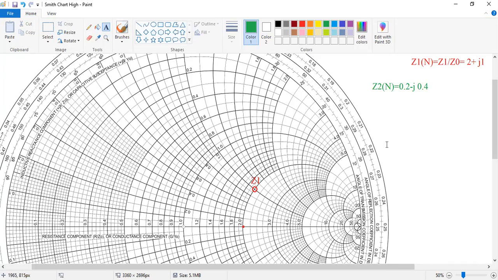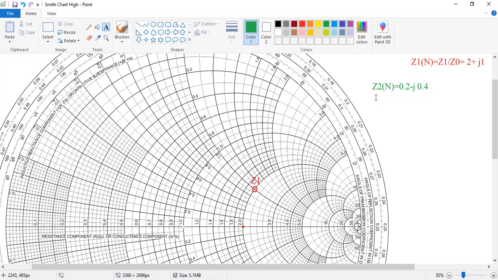Now, in the Smith chart, do we plot only the load impedance, or the source also? Any impedance, whatever it is. It's up to you whether you call it load impedance or source impedance. That's why I name this Z1, Z2. So first you need to convert it into normalized form and then plot it. And Z0 is the characteristic impedance.